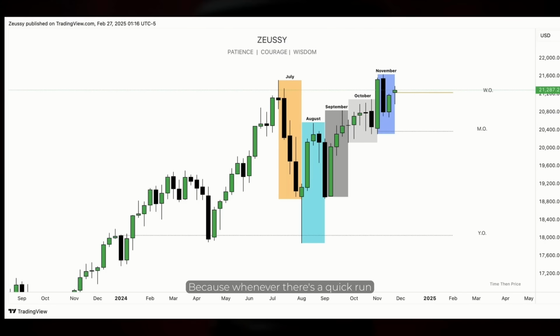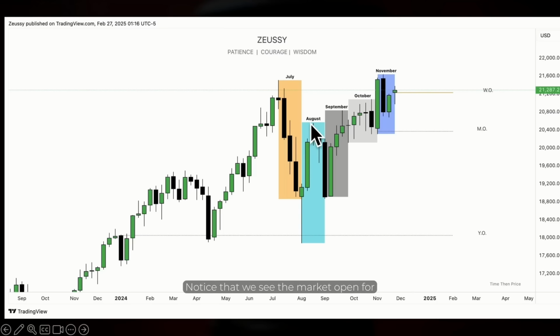Why? Because whenever there's a quick run on the left side of the curve, you can anticipate that what will happen is that IPDA is going to go through that from a whipsaw perspective, where it's going to go back and forth, back and forth, back and forth, aka a high resistance liquidity run. So what you see is that August opens low, takes out the July low, and then begins to reverse and retrace into the July range.